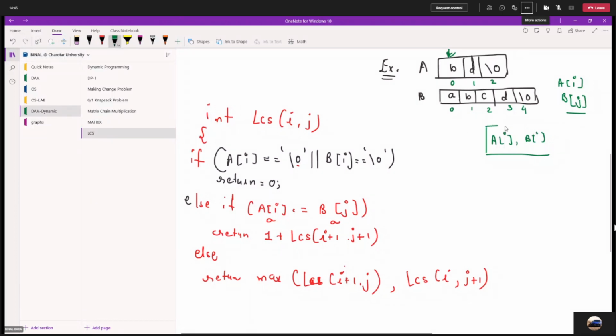Right, A of I क्या है? 0. B of J currently is 0. What is the string value? B and A. Okay, क्या string match हो रही है यहाँ पे? Is B and A matching? Tell me. No. अगर नहीं है, ये भी 0 नहीं है, ये भी नहीं हो रहा है, तो which approach are we going to use? This one.